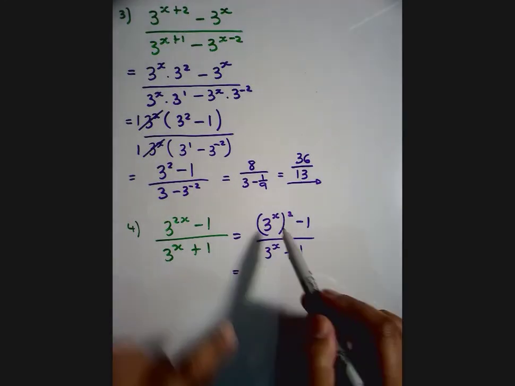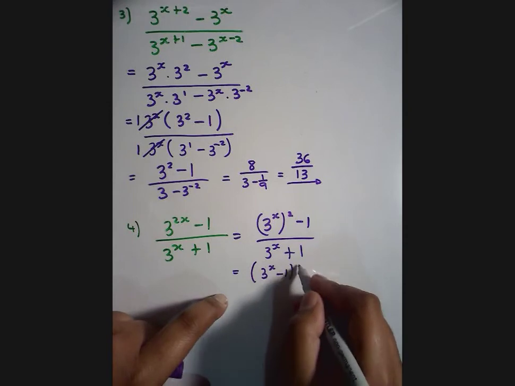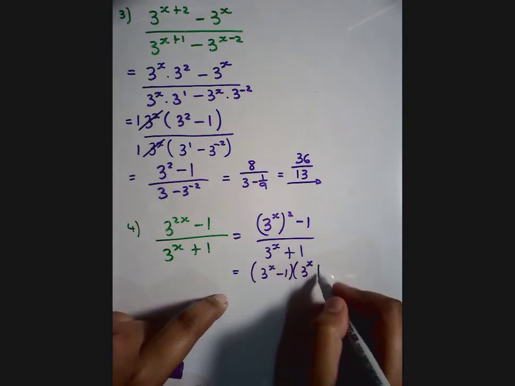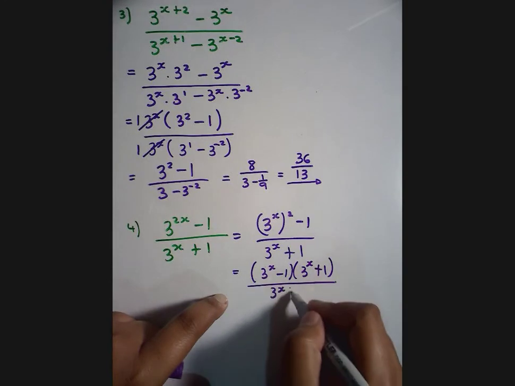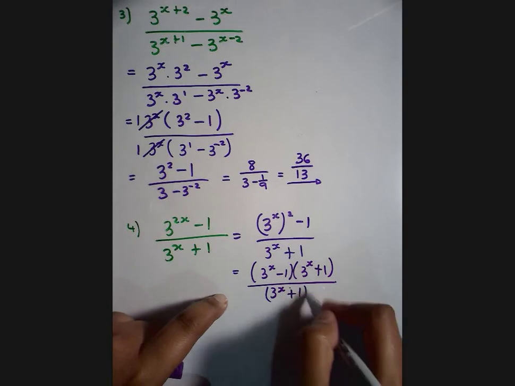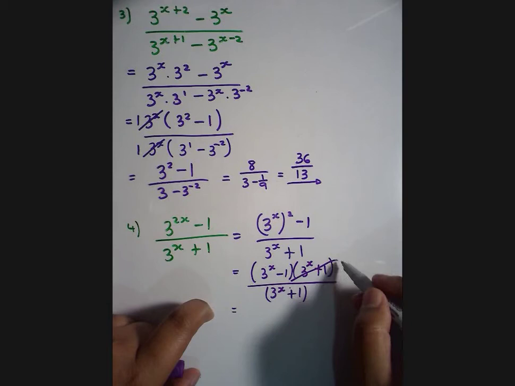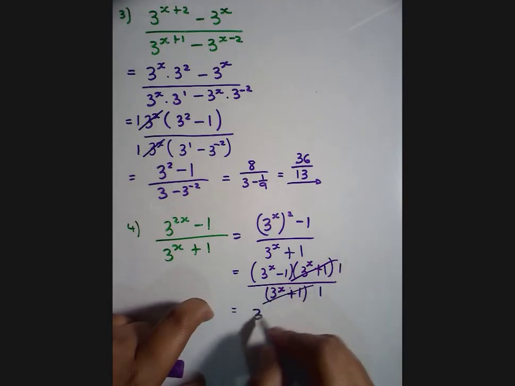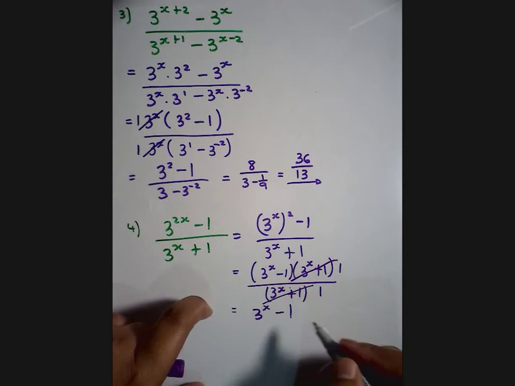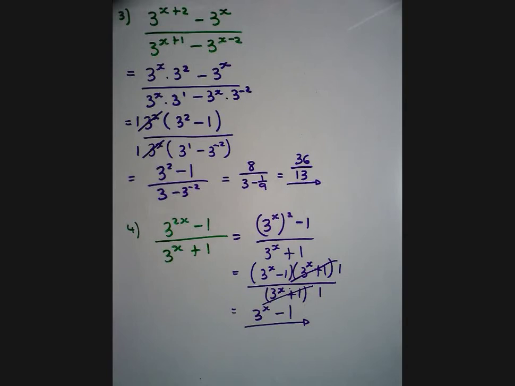So I can basically open a bracket and say 3 to the power of x minus 1, open brackets 3 to the power of x plus 1, difference of 2 squares, and 3 to the power of x plus 1. I can make this into a bracket also. So now what do I have? Like terms. So if this whole bracket goes here once, this whole bracket goes there once, and I'm left with my answer, 3 to the power of x minus 1. Very simple, hey?